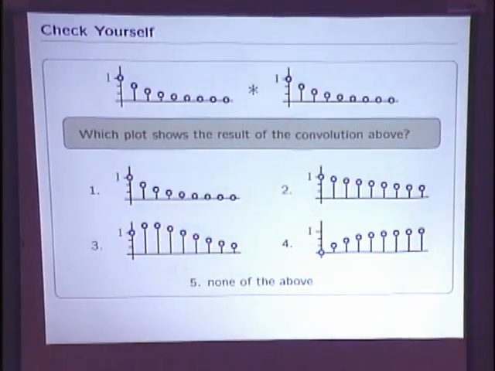I tell you, I'd like to know the output at time p. And to compute the output at time p, you say, well, that's easy. Flip, shift by p, multiply, sum. So input-centric, that's the superposition way of thinking about things. Output-centric, that's the convolution way of thinking about things. So now that you know all about convolution, find which plot below, 1, 2, 3, 4, or none of the above, shows the result of convolving the two functions shown above.